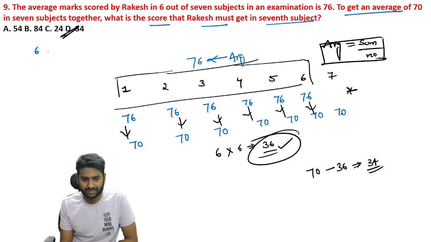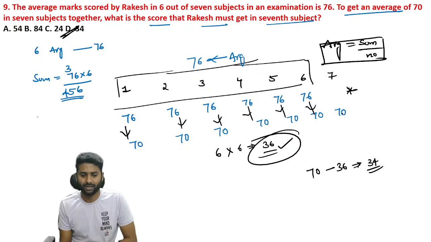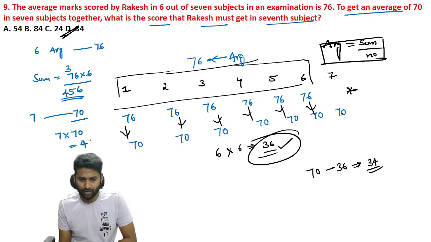So there are 6 subjects whose average is 76. What about the sum here? 76 into 6: 6 into 6 is 36, 7 into 6 is 42, so the total value is 456. Now there are 7 subjects, and we need an average of 70. 7 into 70 is equal to 490. Clear?